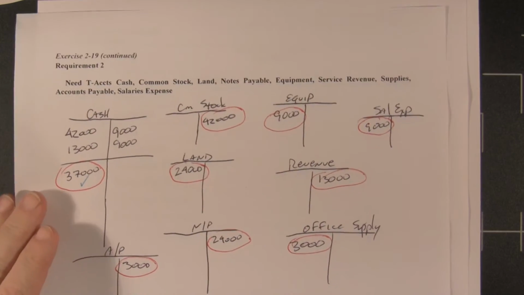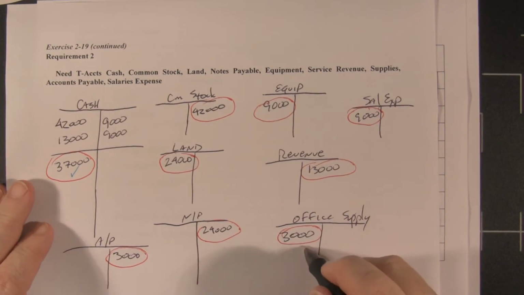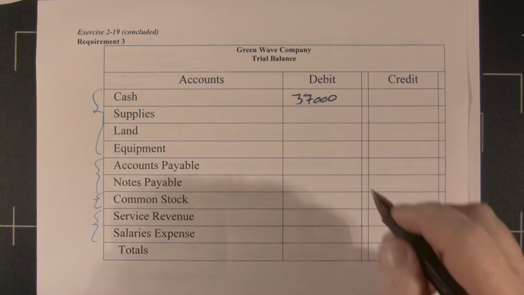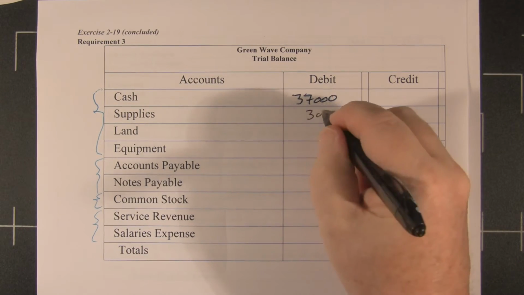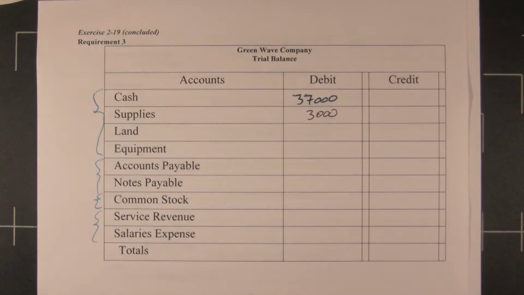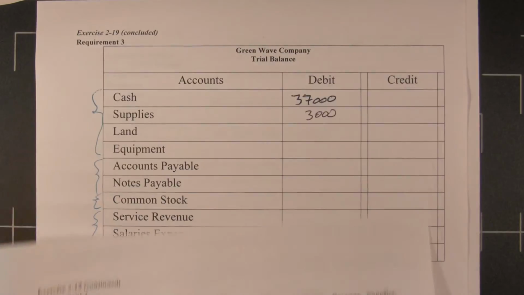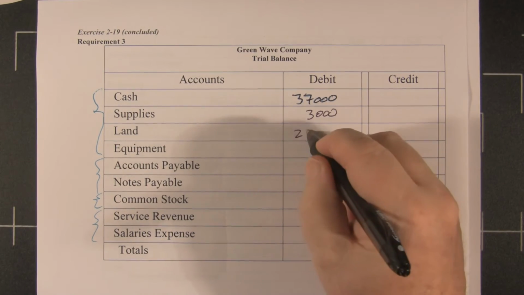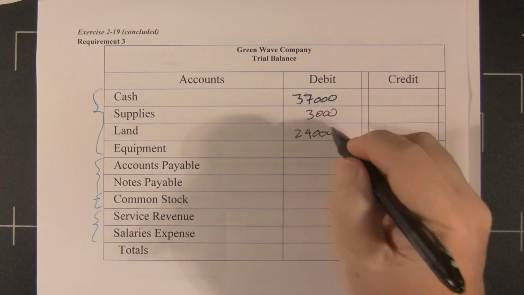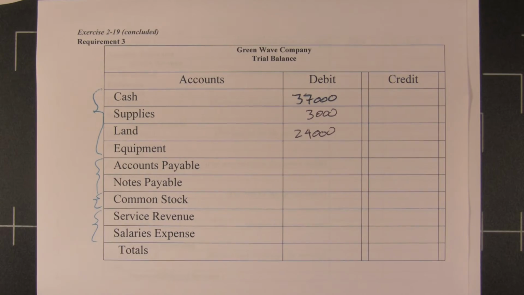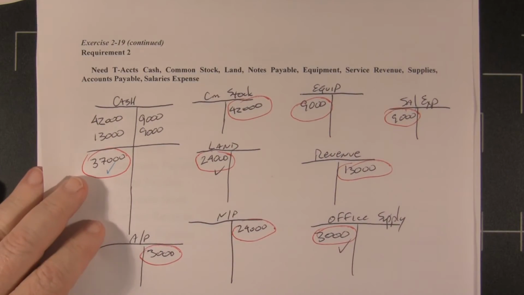We have supplies right here, $3,000. Our next asset is land, $24,000. Our next asset is equipment for $9,000.